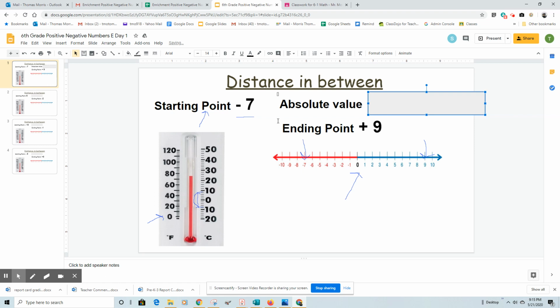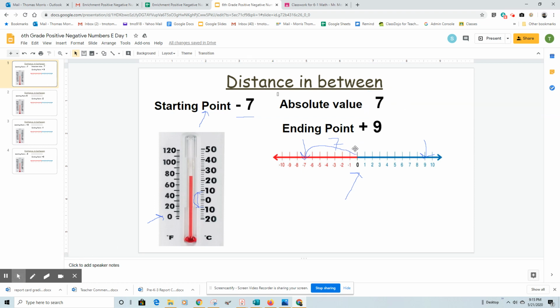What is the absolute value of -7? We see that here: the distance from a negative number to 0 is its absolute value. That's what we calculate there. Now the other one you've been doing for years: the distance between 0 and 9 is 9. Once you have the absolute value of your negative number, you can add the two together. So 9 plus 7 is 16. We have a distance of 16 for those two numbers.